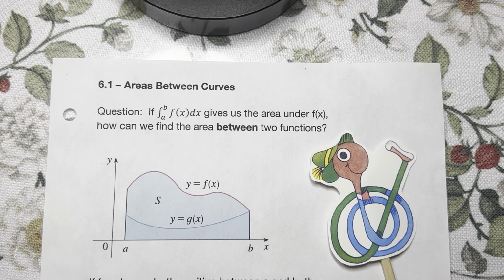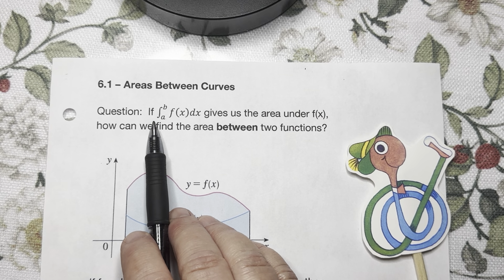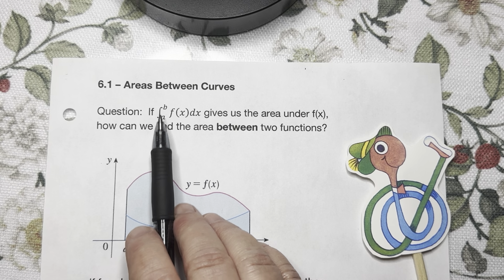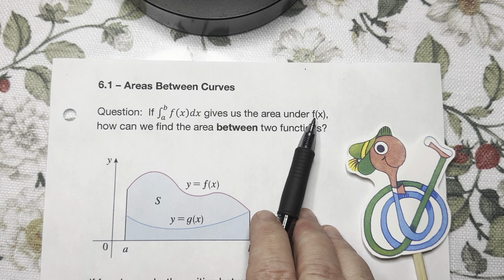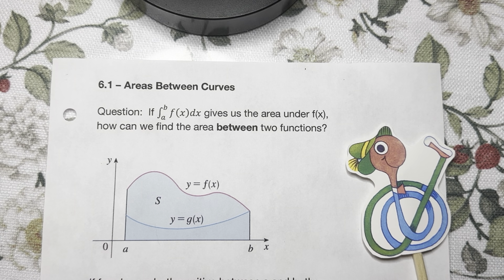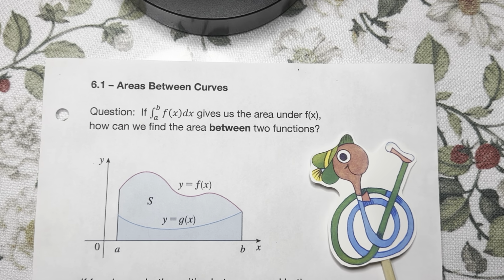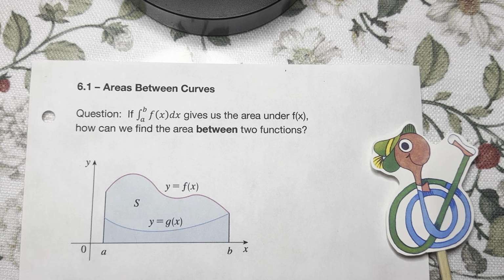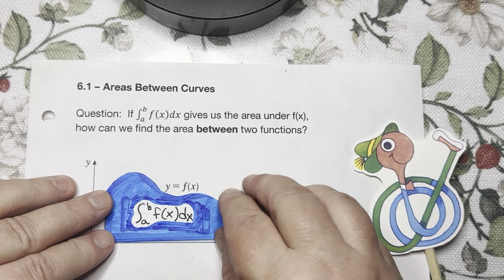The question is, if the definite integral between a and b of f of x dx gives us the area under f of x, how can we find the area between two functions? So I'm going to move Lowly Worm over a little bit, just like that. And I'm going to bring in a helpful visual aid. Look at that, I know, no expense spared for this.